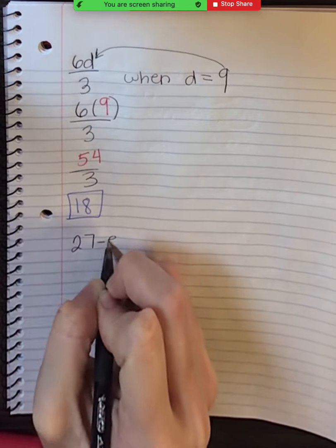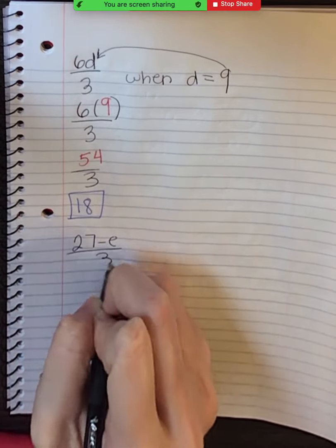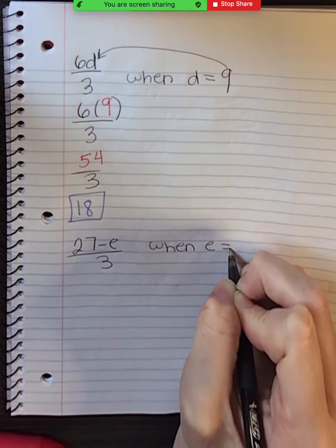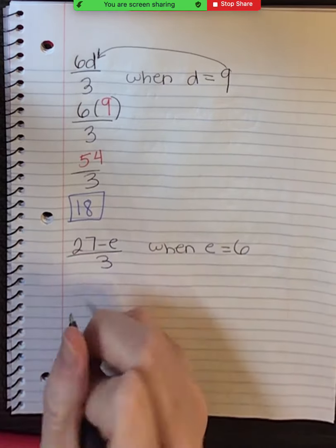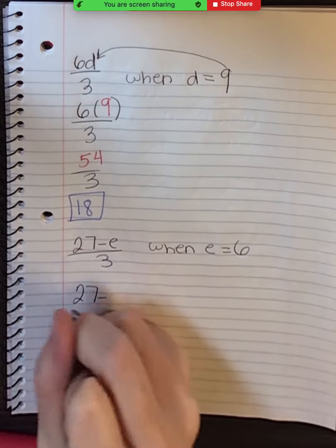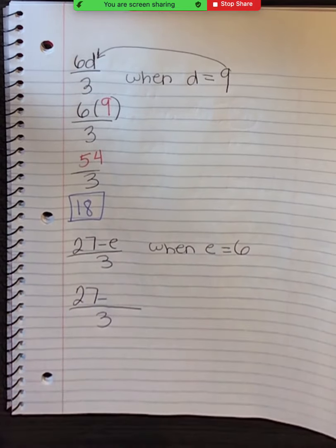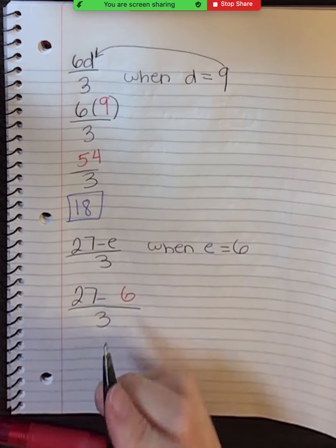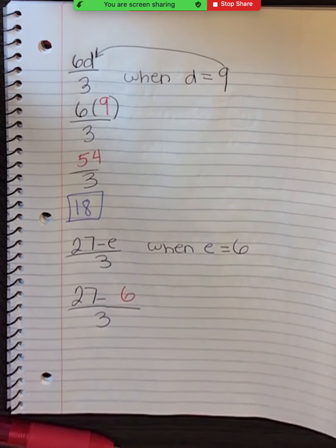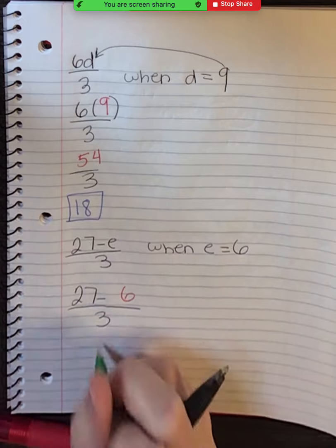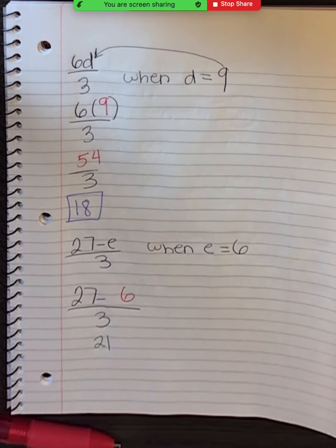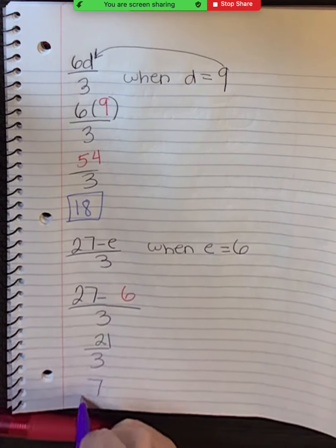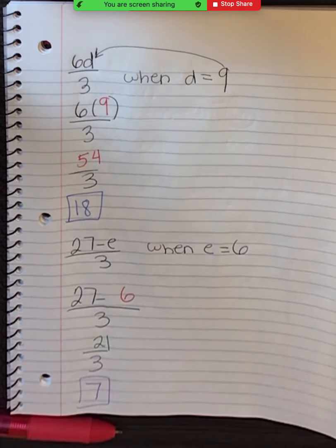27 minus e over 3 when e equals 6. Same thing. Plug in the value for your variable and then perform the operations. So what's in our numerator first? 27 minus 6 is 21. 21 over 3 is 7. We've evaluated the expression.